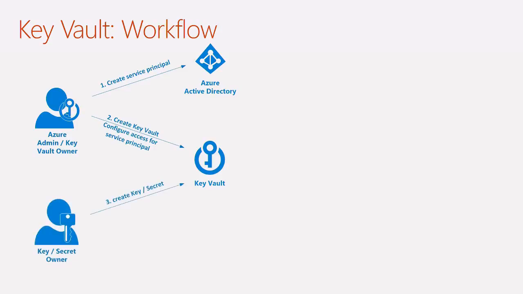After that's happened, we've got a key vault set up and ready to go. The key or the secret owner is then able to actually create a key or a secret and store it in the key vault. So that person will then create that key, put it in the key vault, and it's ready to actually be used by the entity that needs to use that information.